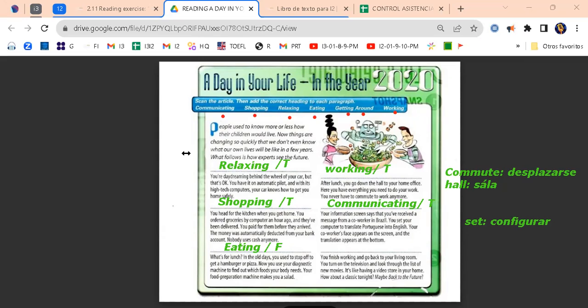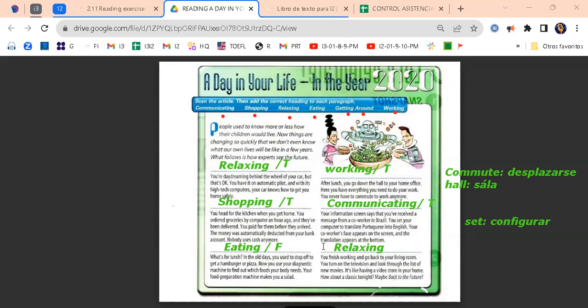Okay, good. So what do you think? What about this paragraph? Which could be the heading? So you finish working and go back to your living room. You turn on the television and look through the list of new movies. It's like having a video store in your home. How about a classic tonight? Maybe Back to the Future. So which is the heading for this one? Relaxing. I think so too. Relaxing. Yeah, indeed, we relax. Right. So relaxing. Okay, Back to the Future.